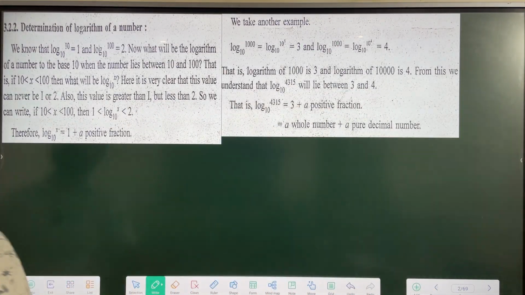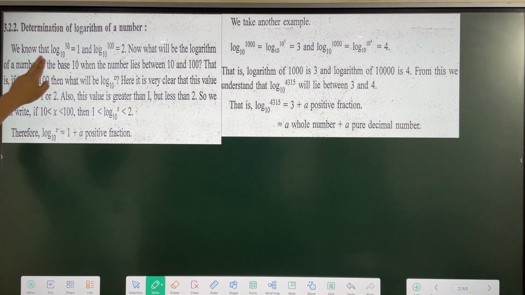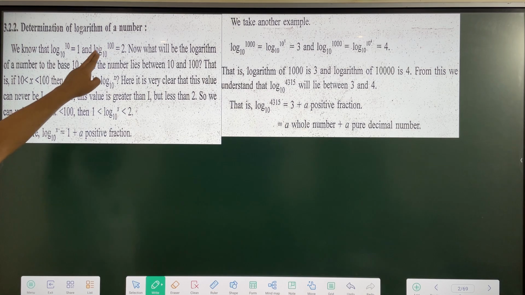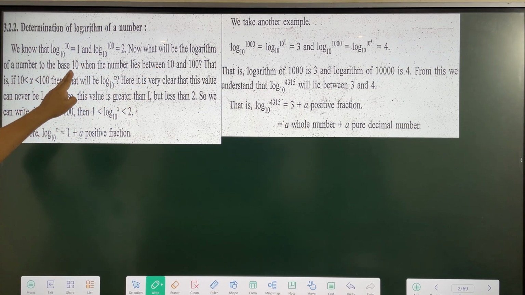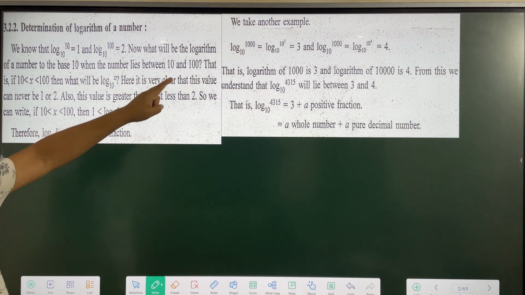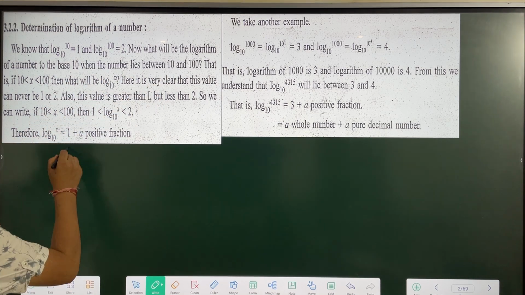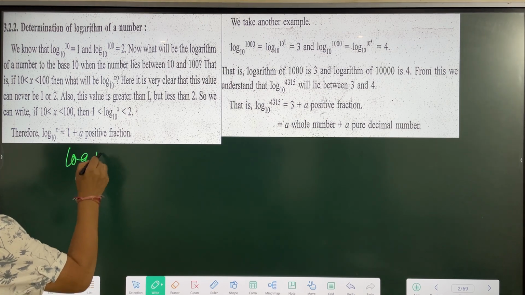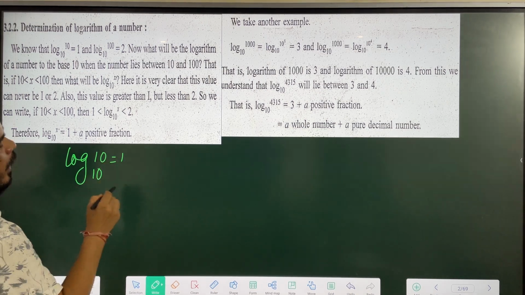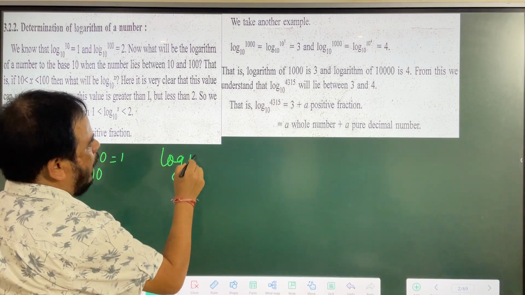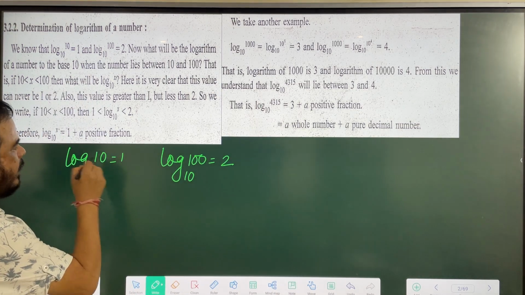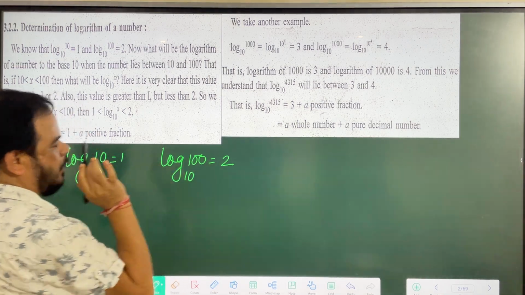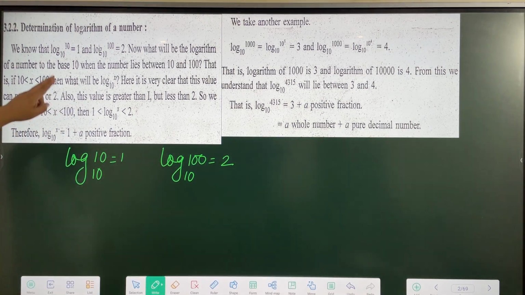Determination of logarithm of a number. We know that log 10 base 10 equals 1 and log 100 base 10 equals 2. Now what will be the logarithm of a number to the base 10 when the number lies between 10 and 100? Look here. Log 10 base 10 equals 1 and log 100 base 10 equals 2, because 10 to the power 1 is 10 and 10 to the power 2 is 100.